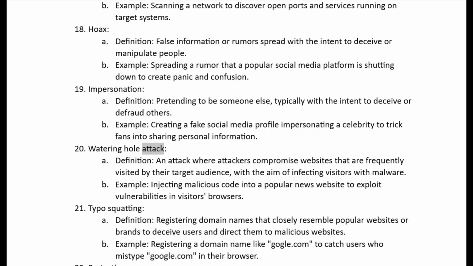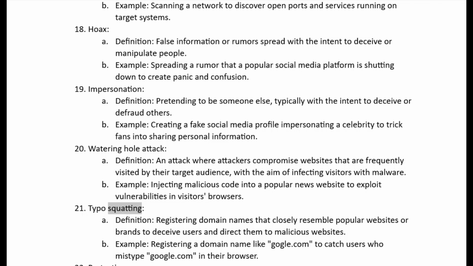Watering hole attack. Definition: an attack where attackers compromise websites that are frequently visited by their target audience, with the aim of infecting visitors with malware. Example: injecting malicious code into a popular news website to exploit vulnerabilities in visitors' browsers.